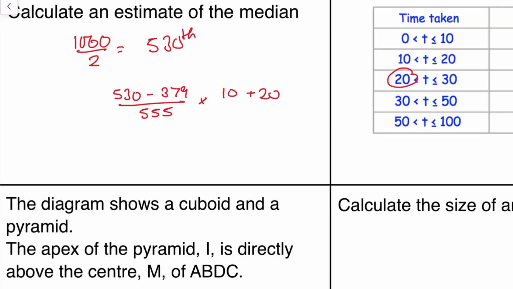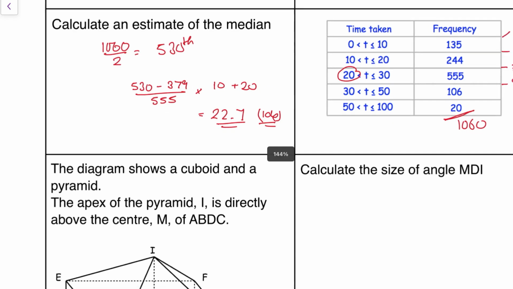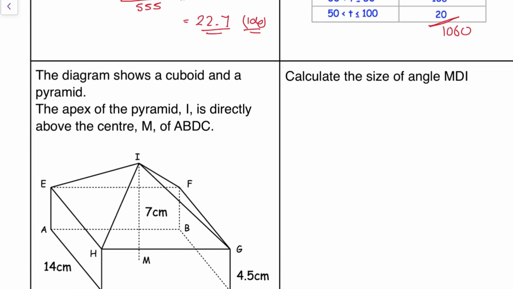So calculator out, and that gives me 22 point, and it says 720, so it's actually recurring, but I'm just going to write 22.7 and write that to 1 decimal place. I've shown my calculation, I've shown my answer. That should be fine, not a problem. It doesn't say anywhere in the question how many decimal places, so more than sufficient.